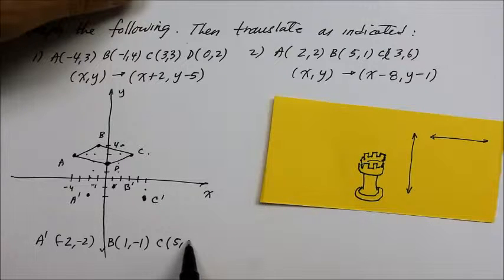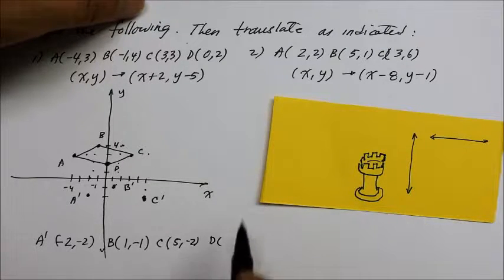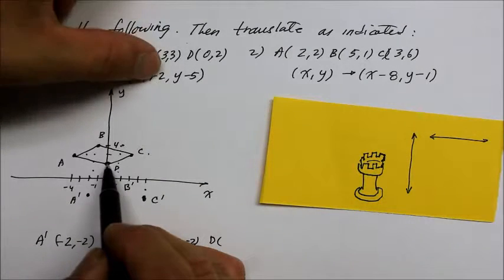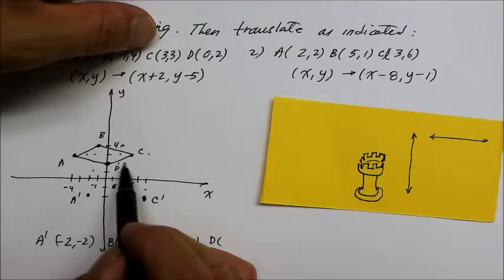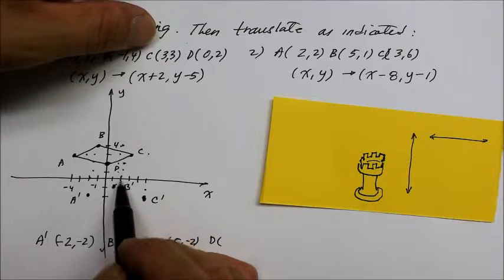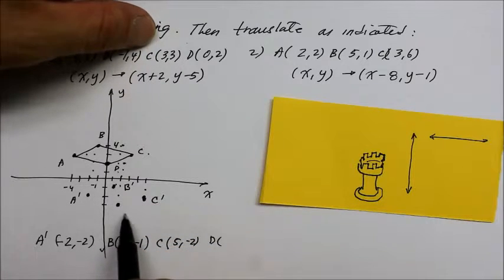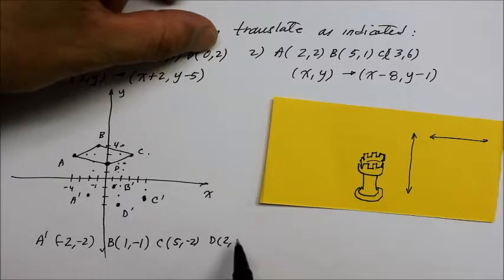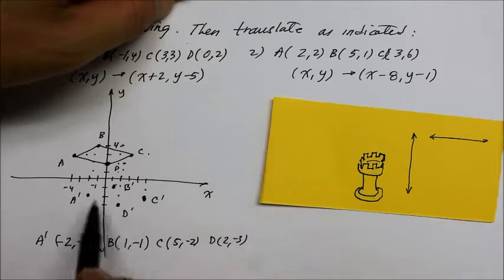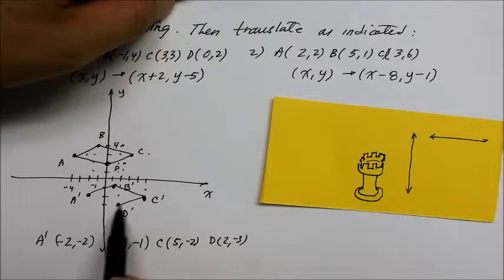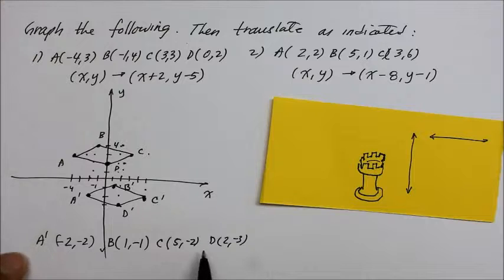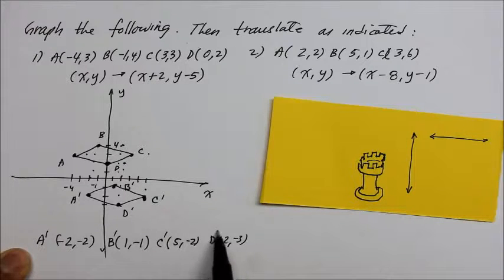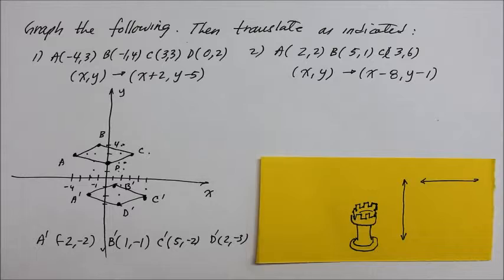And finally the D. Phew, that was a little confusing, huh? Whatever this is, you're going to go 2, 1, 2, and then 1, 2, 3, 4, 5, D prime. So 0 plus 2 is 2, and 2 minus 5 is negative 3. Draw the line. As bad as it looks, there you go. And there's the new coordinates for A prime, B prime, C prime, and D prime. Why don't you try number 2?